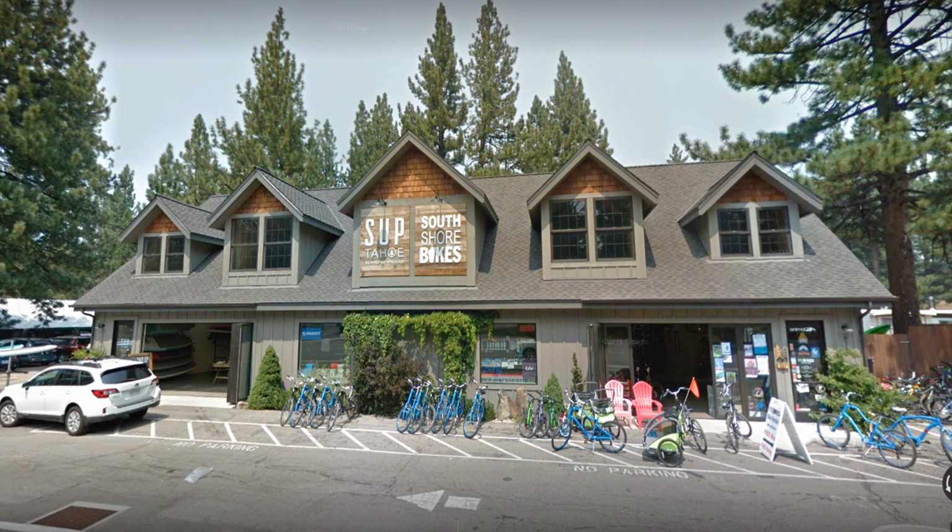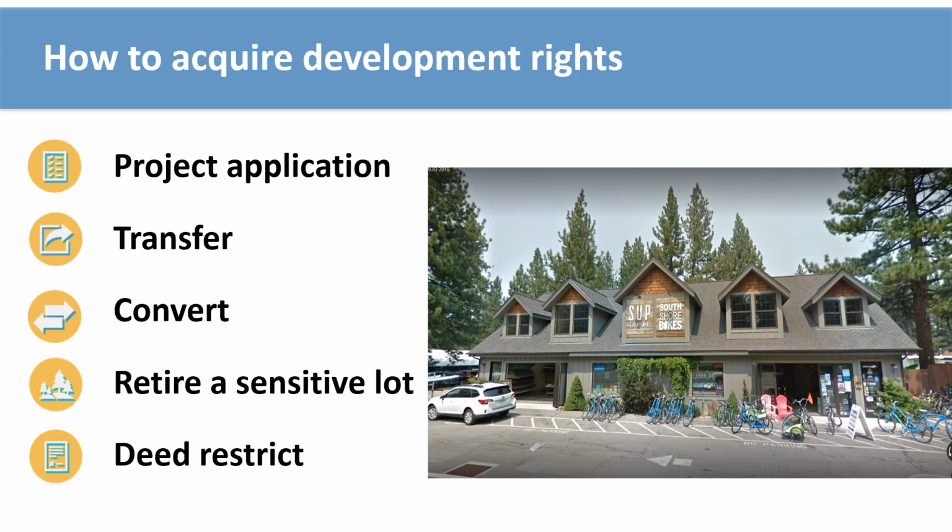Now let's look at an example where development rights are not already on a property. Let's say a small business owner wants to convert the second story of her shop into apartments. She'll need several RUUs for the project. Those RUUs or any development rights can be acquired through a number of different options. Let's go into a few of these.